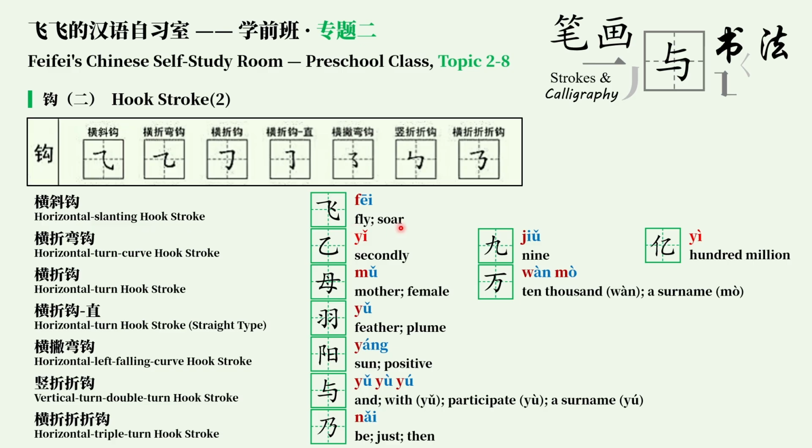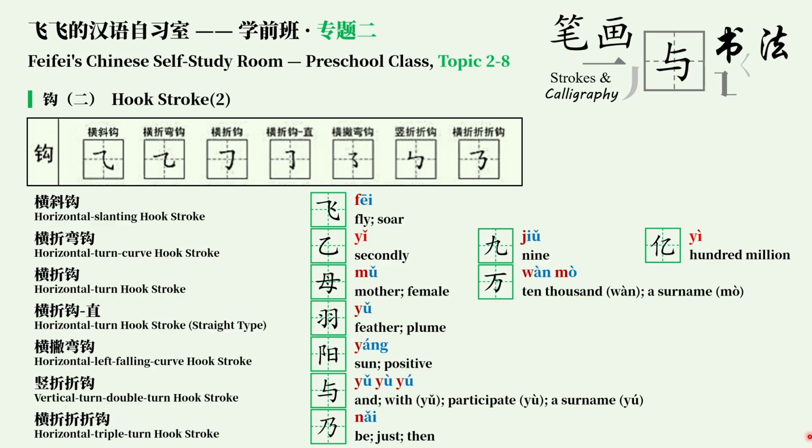Meaning fly, soar. 横折弯钩 horizontal turn curve hook stroke. This is a multi-segment stroke. Horizontal, turn down, curve right, upward hook. When writing, start with a horizontal stroke to the right. Pause to turn straight down or to the left falling down. Then smoothly curve the brush to the right, forming a rounded arc. Pause at the end of the curve and flick up to make the hook. The curve should be natural and the hook should be sharp.